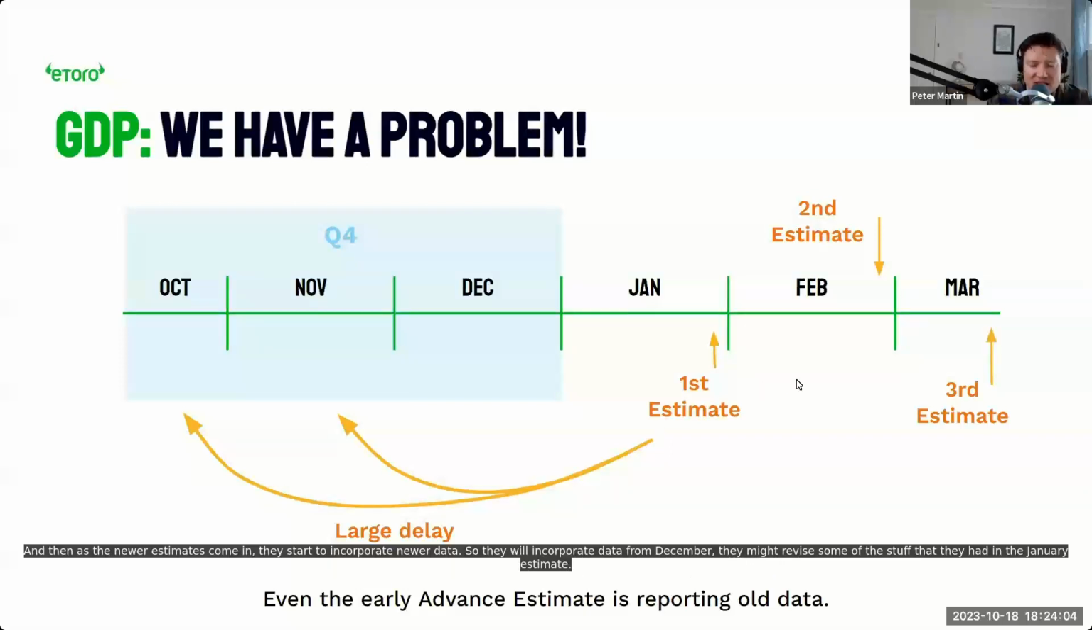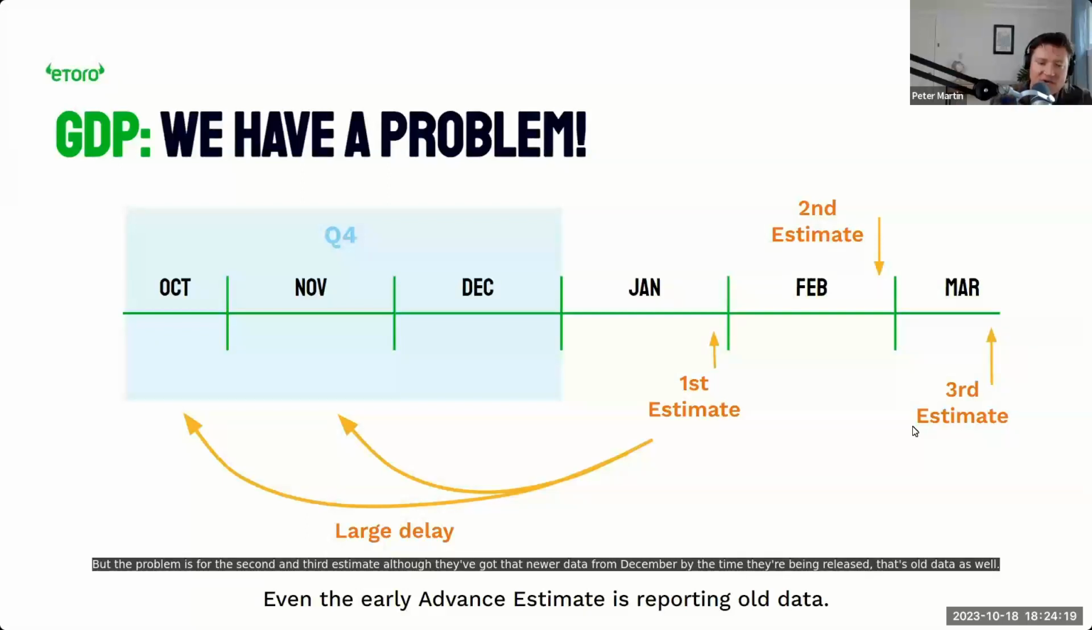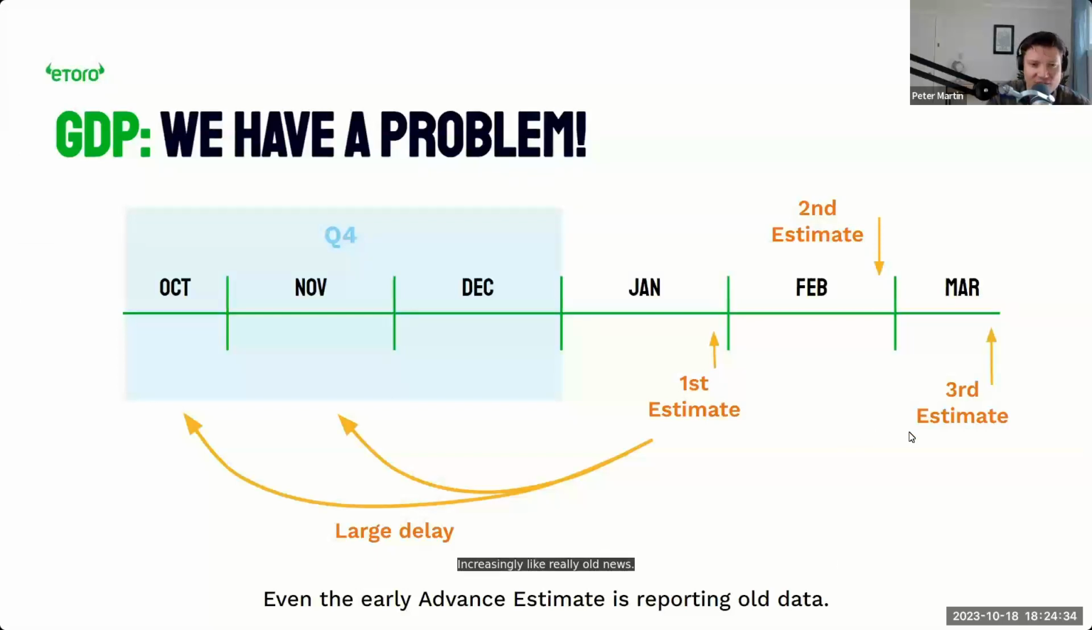And then as the newer estimates come in, they start to incorporate newer data. So they will incorporate data from December. They might revise some of the stuff that they had in the January estimate. But the problem is with the second and third estimate, although they've got that newer data from December, by the time they're being released, that's old data as well. So even the early advance estimate is reporting old data, and then as time goes on, they're reporting really old news.